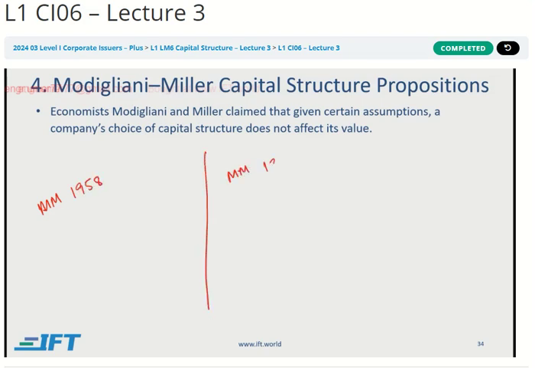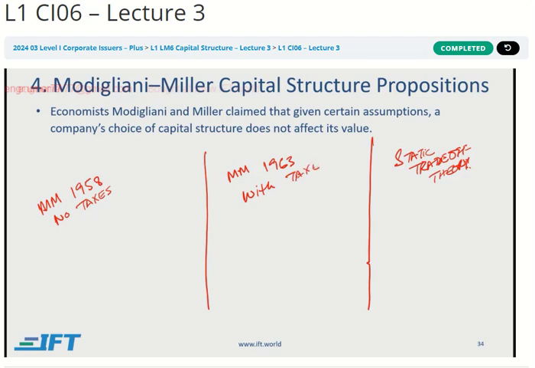Then in 1963, they updated it, and then what we have is the static trade-off theory. Now, what's the difference between these three? First of all, the 1958 one assumes no taxes. This one is with taxes. And the third one is with taxes as well as with cost of financial distress.